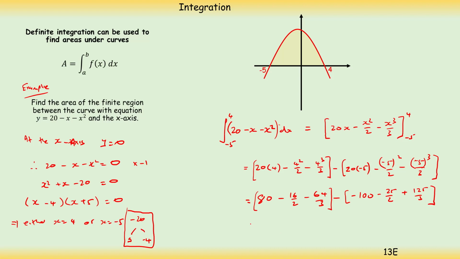Simplifying, what have we got? 80 plus 100, 180, minus 16 over 2, plus 25 over 2, so that's going to be plus 9 over 2, and then you've got minus 64 over 3, minus 125 over 3, so that's going to be minus 189 over 3, and I suppose this can go in the calculator then, and that will give us 243 over 2.